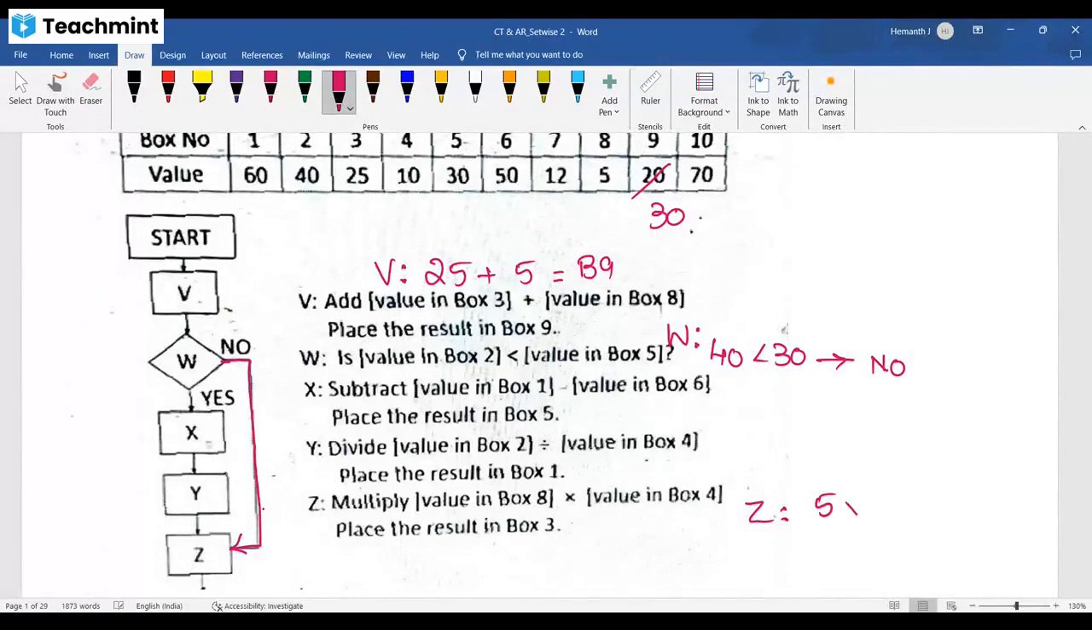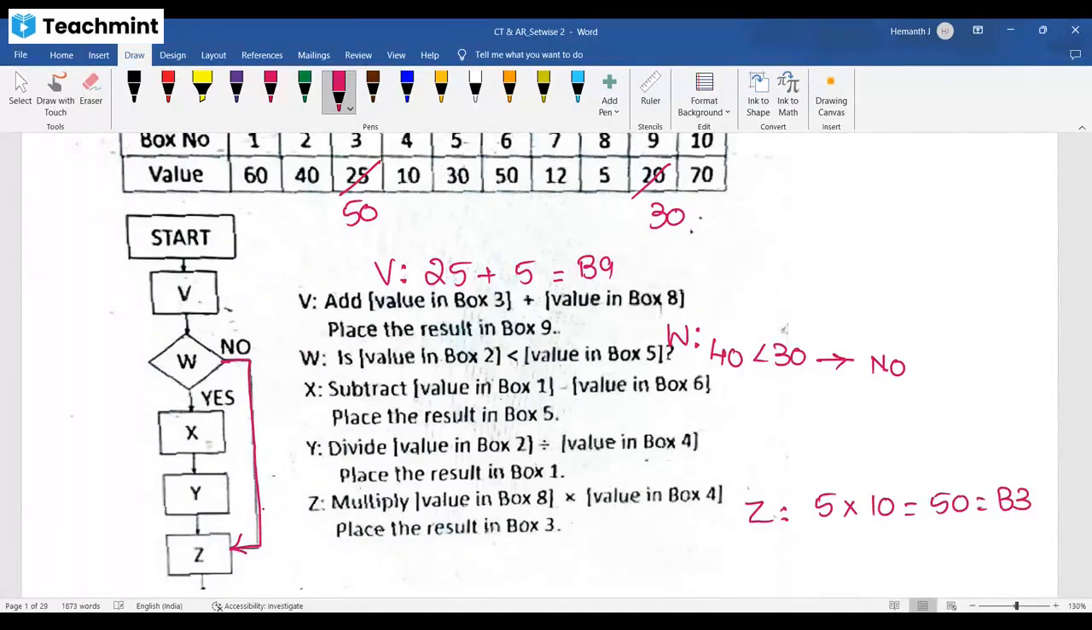The value in box 8 is 5. The value in box 4 is 10. The product is 50. You have to update that in box 3. Box 3 is updated to 50. So the only things updated are box 3 and box 9.